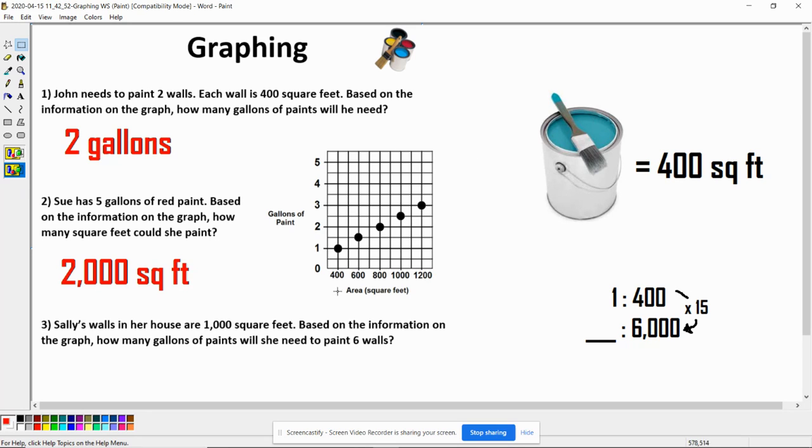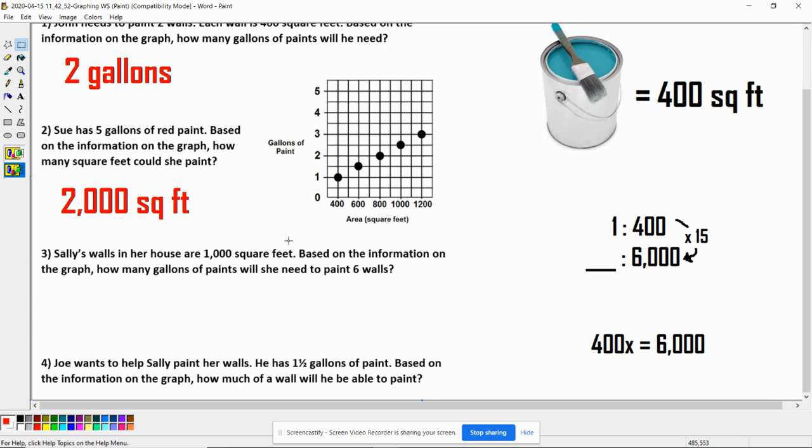We already know that 1 gallon covers 400, and 2 gallons cover 800, and 3 gallons cover 1,200. So we can use that information to figure out that Sue can paint 2,000 square feet. Because each gallon covers 400 square feet, and she has 5 of these. So 5 times 400 would be 2,000 square feet.